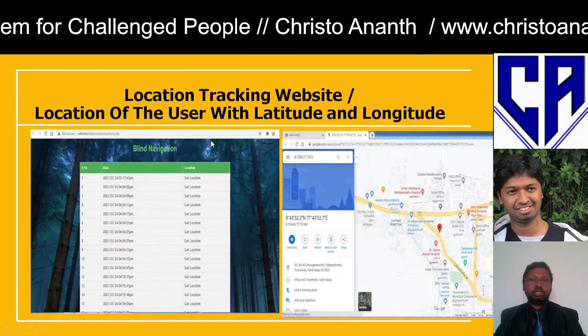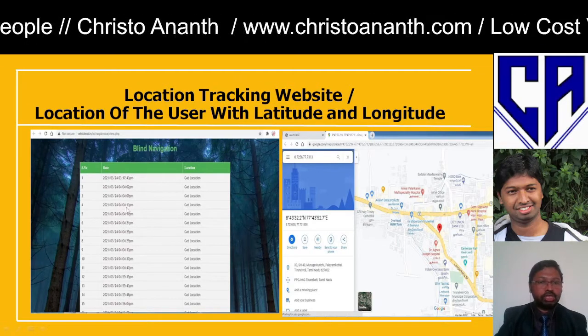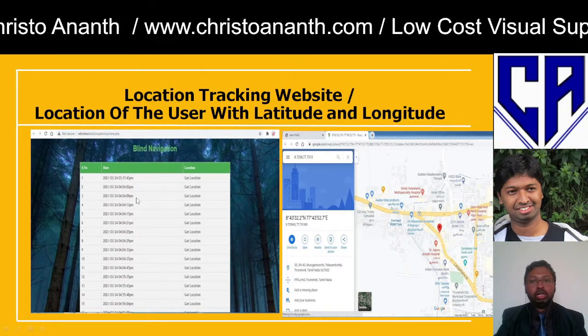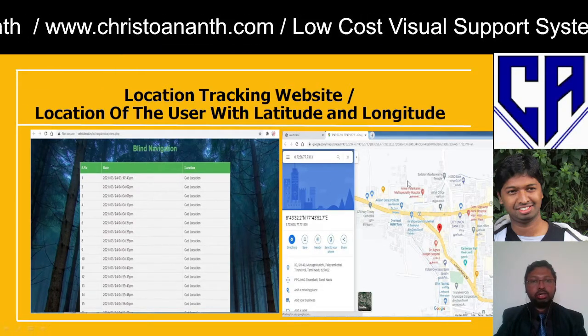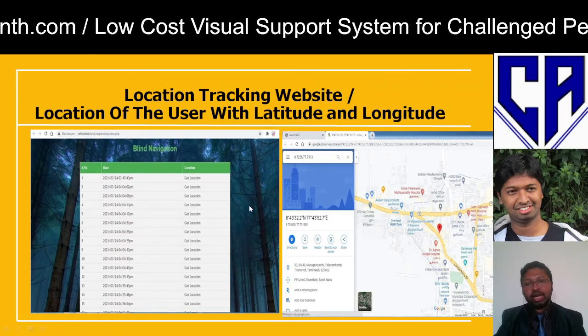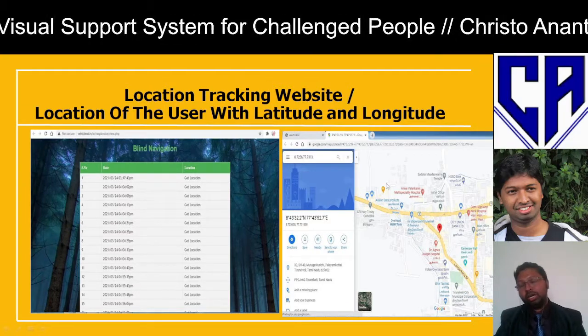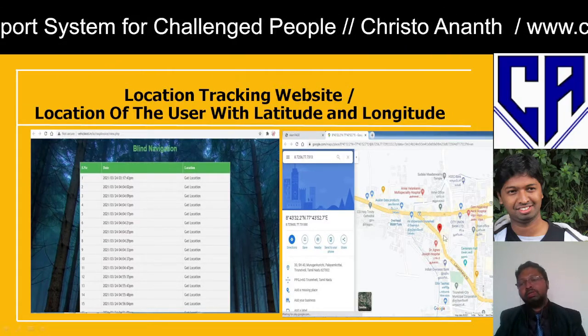So this is the location tracking website I'm just talking about. So we are getting the location with respect to each of the data that is being fed, and also here I'm showing you the location of the user with the latitude as well as the longitude. So with the latitude and the longitude I'm getting the GPS location, the exact location where we are observing the specimen.